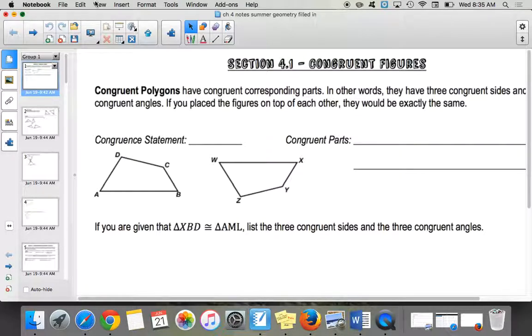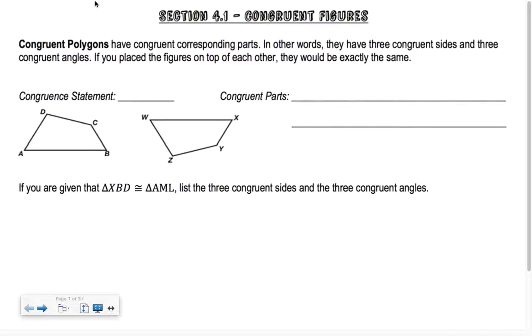So section 4.1 is on congruent figures. This whole chapter is going to be about congruent objects. What do you guys think congruent figures would be without looking? Similar? Like the same shape, maybe? Do you think they have to be the same size?